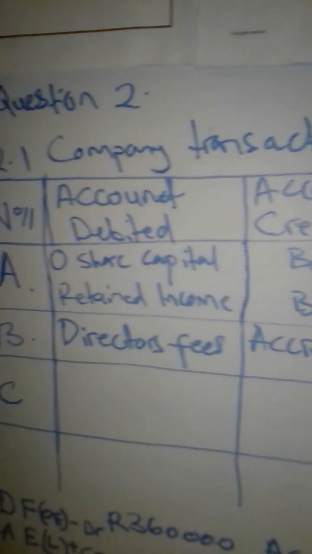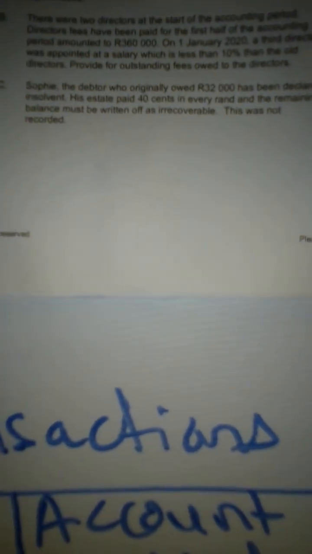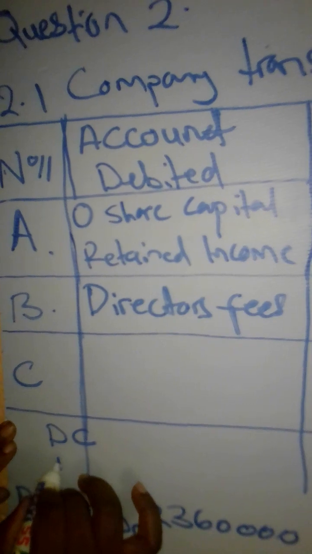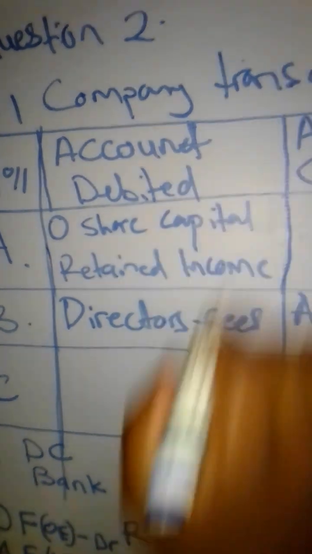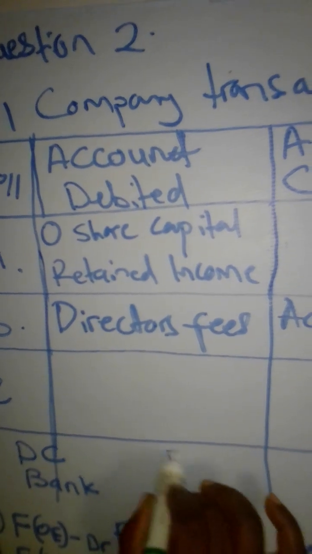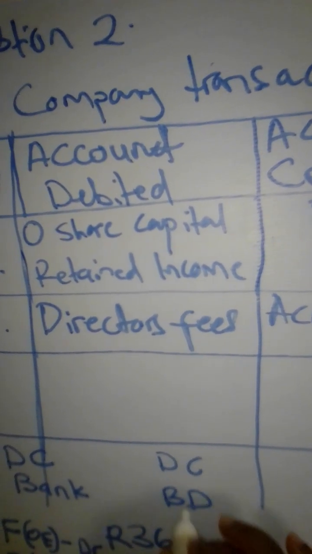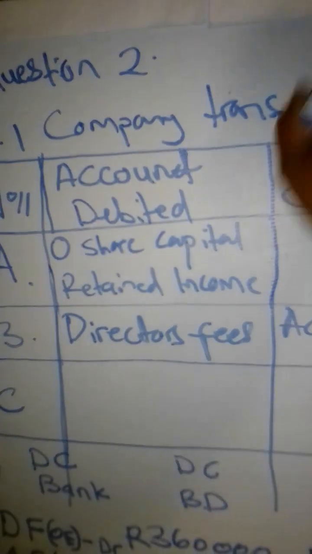Okay, let me see if my space will allow me. Let me say this will be part 4C. I'll do my calculation. This one is a debtor, so we have debtors control. Then there's money that was received, so we have bank. And then there's money that was not received, so it is also debtors control against bad debts. So these are the accounts that we are going to open because of this transaction.